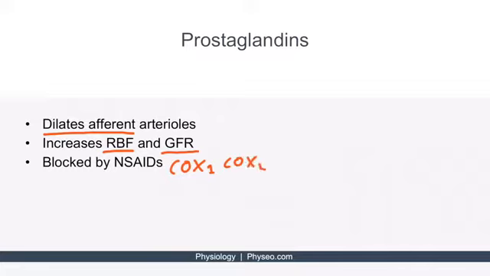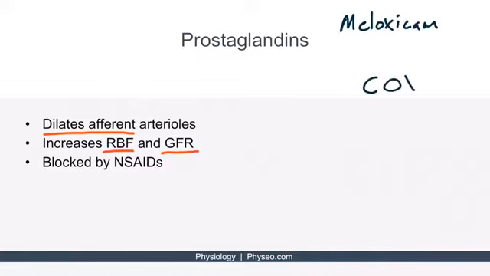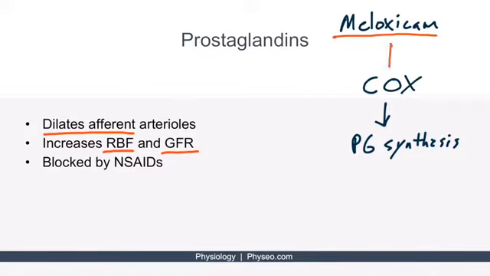So now let's do a quick practice question. What would meloxicam do to the GFR? So we'll write meloxicam. Well, recall that cyclooxygenase enzymes are responsible for synthesizing prostaglandins. And meloxicam is an NSAID. And as with all NSAIDs, meloxicam will inhibit the cyclooxygenase enzymes. And this will result in a decrease in prostaglandin synthesis.